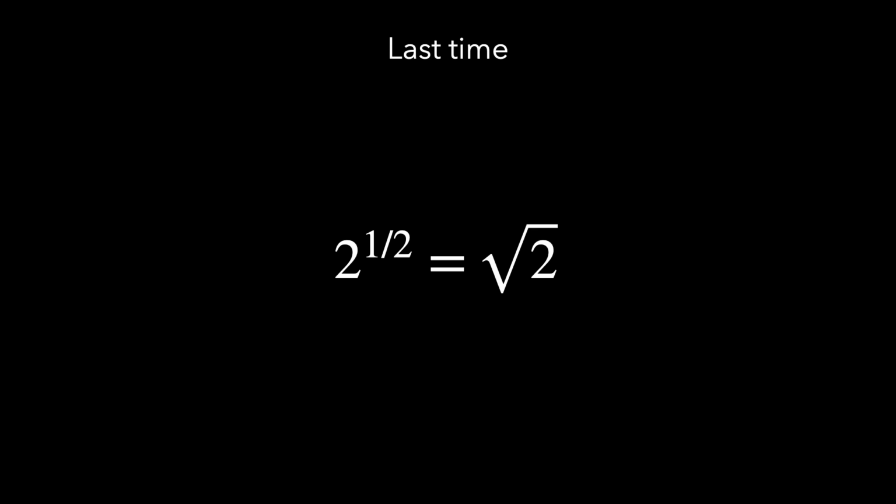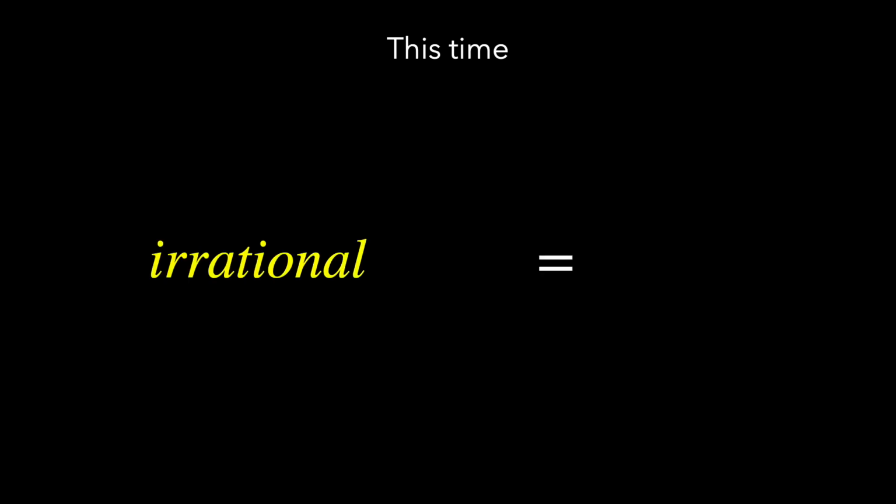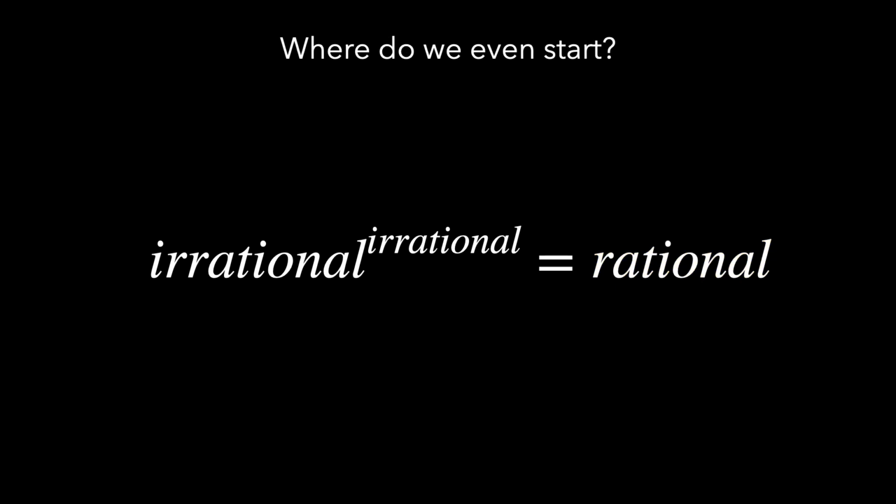2, a rational number, raised to 1/2, which is a rational number, is the square root of 2, which we showed to be irrational. This time, we'll show that we can take an irrational number, raise it to an irrational power, and get a rational number. Where do we even start? This is a proof I learned from reading a book by Paul Halmos.